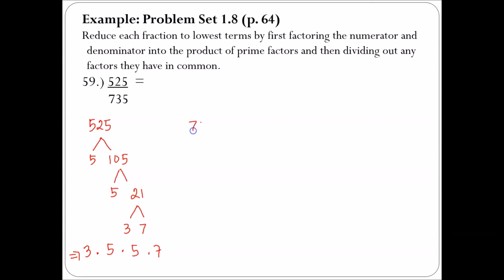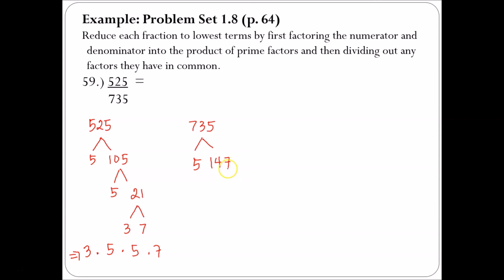How about 735? Okay, 735, we can also break that into 5 times 147. And 147, is it prime or composite? Okay, let's review the divisibility rule. This is not an even number, so this is not divisible by 2. This is not a 5 or 0, it's not divisible by 5. But is this divisible by 3?